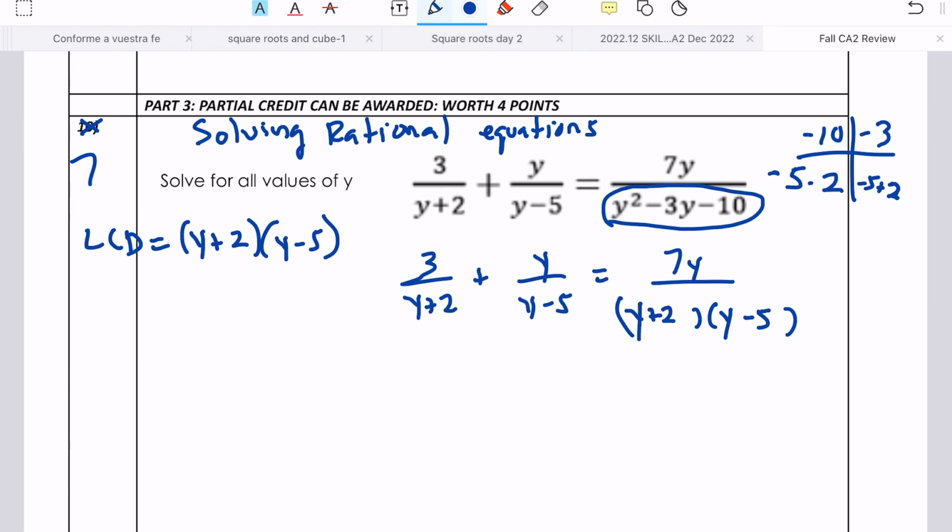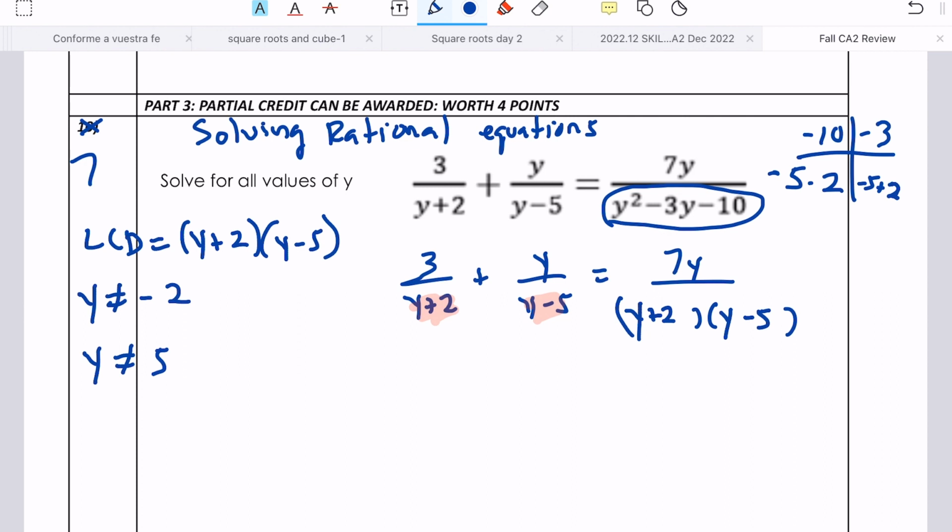Now, we also can say that, if you look at the original, y cannot be equal to negative 2, and y cannot equal 5, because it will make the denominator 0, which is undefined. So we cannot have those.